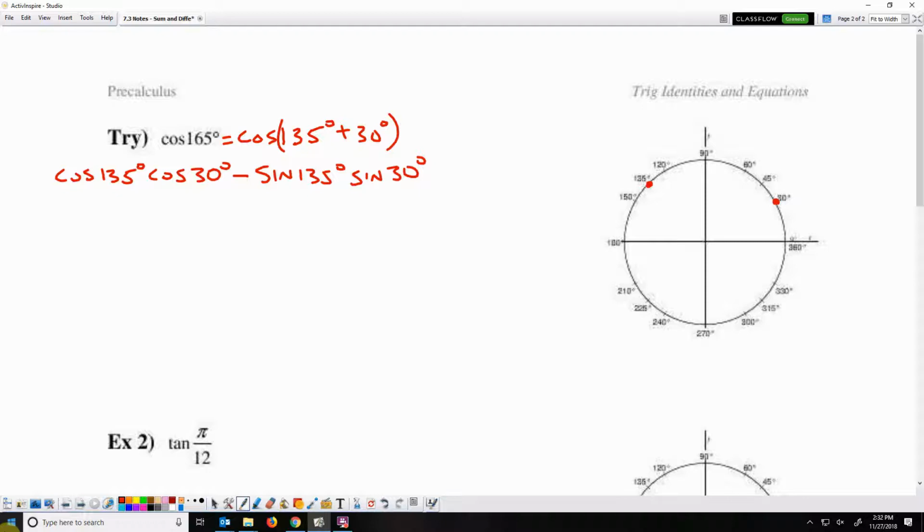So cosine at 135, that is the x value. It's the second position left. So it is negative root 2 over 2. Cosine at 30, it's the third position to the right. Root 3 over 2.